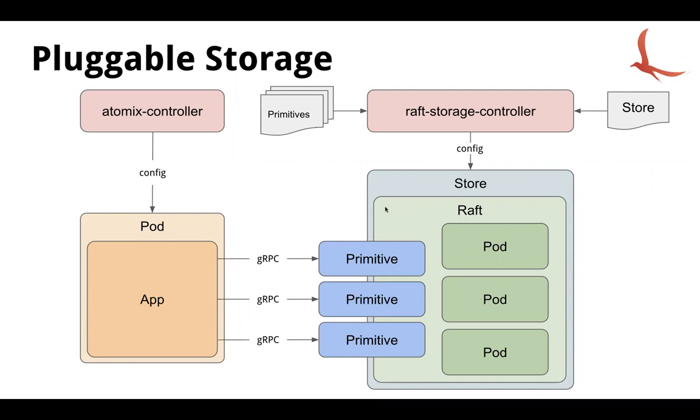When you deploy micro ONOS, you create the Atomix controller and the Raft storage controller. All of the micro ONOS charts currently only use Raft. And so when you deploy the SD-RAN chart or the ONOS umbrella, it'll create a store with multi-Raft protocol configuration that will create a Raft cluster and then configure the primitives.